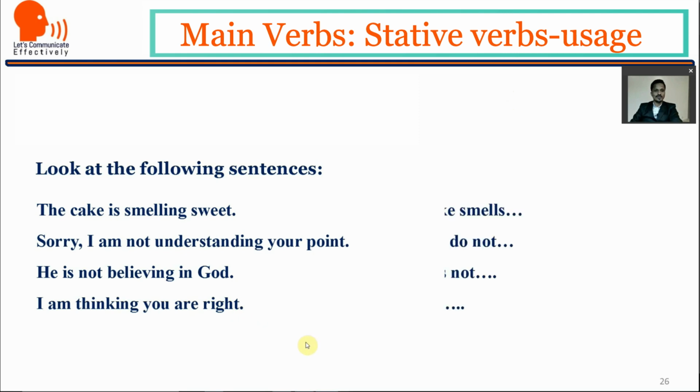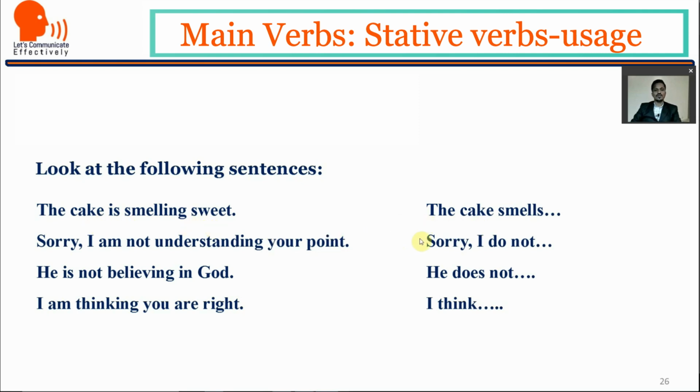What is wrong? See, these verbs are always in simple tense. The cake smells sweet, not the cake is smelling sweet. Sorry, I do not understand your point. He does not believe in God. And I think you are right, not I'm thinking you are right.